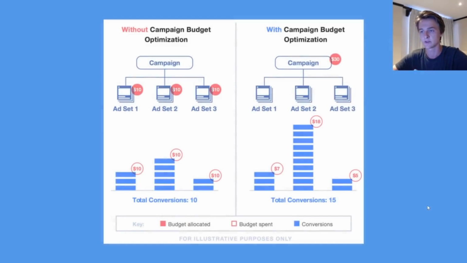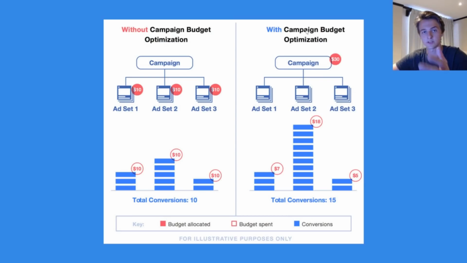This picture that I pulled from Facebook actually does a great job at explaining it. On the left here we have without campaign budget optimization, and as you can see there's no budget set for the campaign. The budget's set for each individual ad set, and then no matter what the performance of these ad sets, it's going to spend that budget. So in this example you would get 10 conversions here, even though ad set number 2 was performing better, right? Because this one got 5 conversions, this one only got 2.